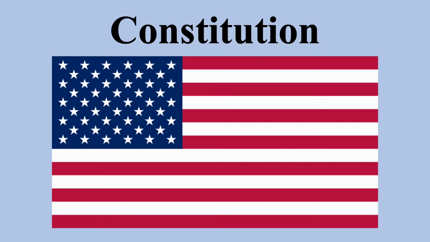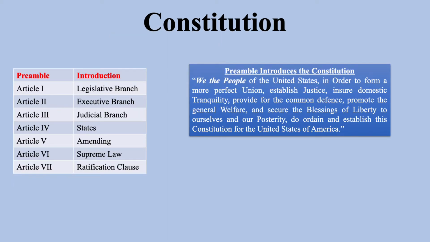Constitution in 7 minutes. The Constitution is made up of a preamble, 7 articles, and amendments. We will discuss the amendments in later slides. But first, let's start with the preamble.